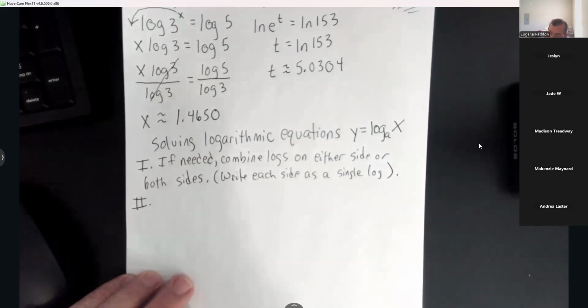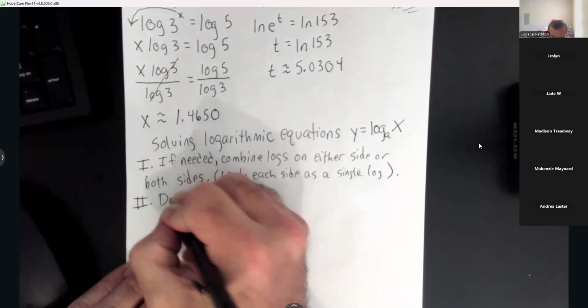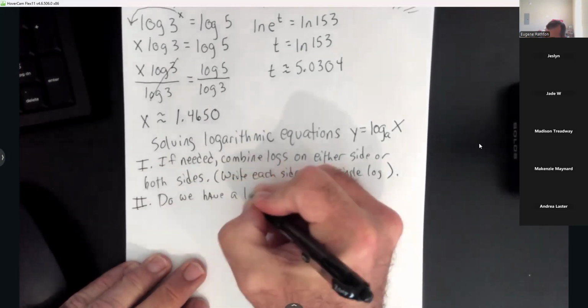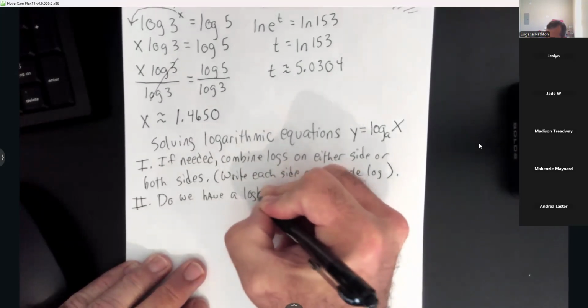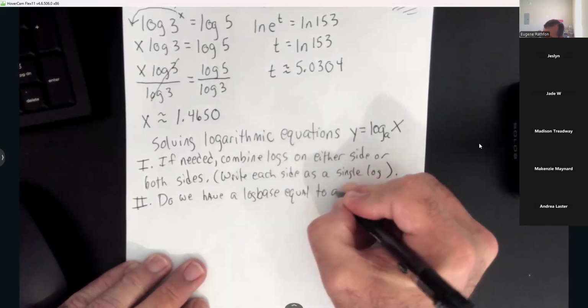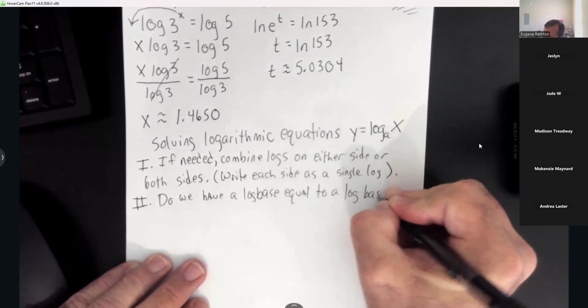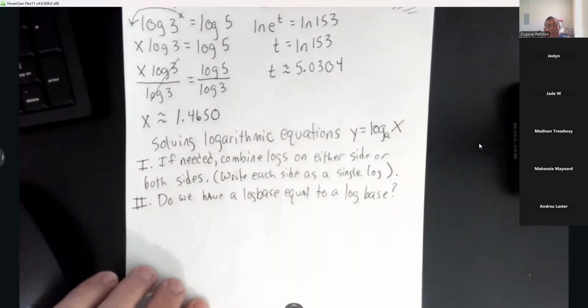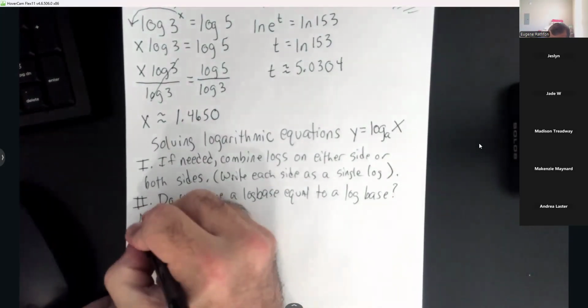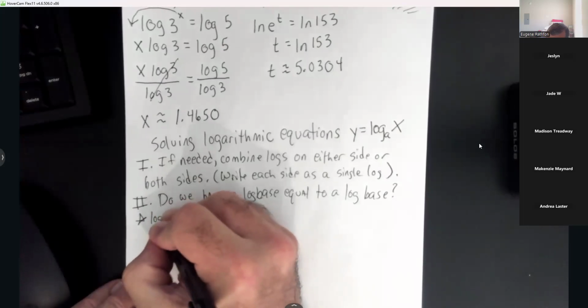So at that point, I'm looking at a question. Do we have a log base equal to a log base? This next little property is sort of similar to that base exponent property, where if I had the same bases on each side, we said the exponents were equal. Well, y'all, this is what we call logarithmic equality.